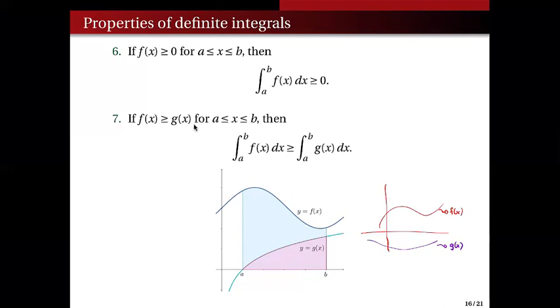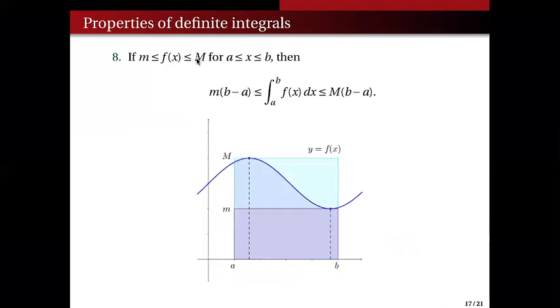And because of this, suppose your f of x is bounded above by constant capital M and bounded below by constant small m over the interval ab. Then if you calculate the integral of f of x dx from a to b, it will also be between these numbers here. Capital M times b minus a will be greater than the definite integral. Then small m times b minus a will be less than the definite integral.